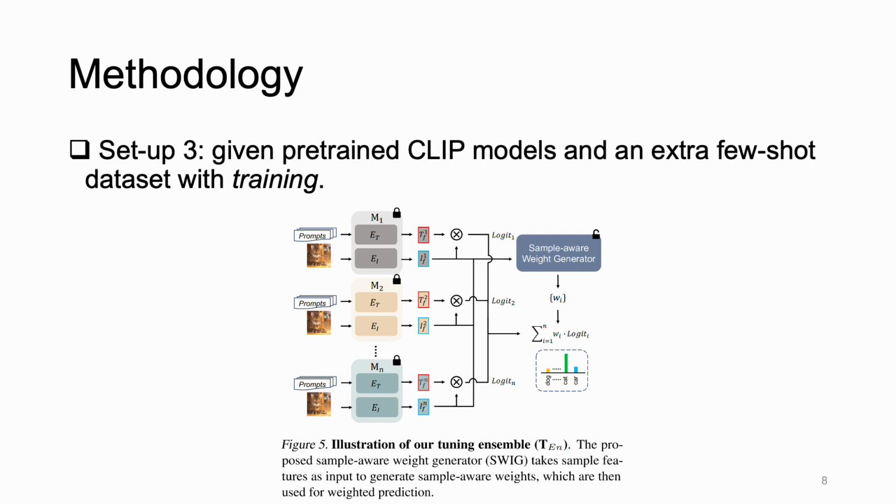And in the third setup, given pre-trained CLIP models and an extra few shot dataset with training, we propose the tuning ensemble. Especially on this method, we propose the sample aware weight generator. The input for this sample aware weight generator is the image features. We first extract n features from n pre-trained models, and then these features are concatenated together as the input for the sample aware weight generator, and then we can generate the weights for each model.